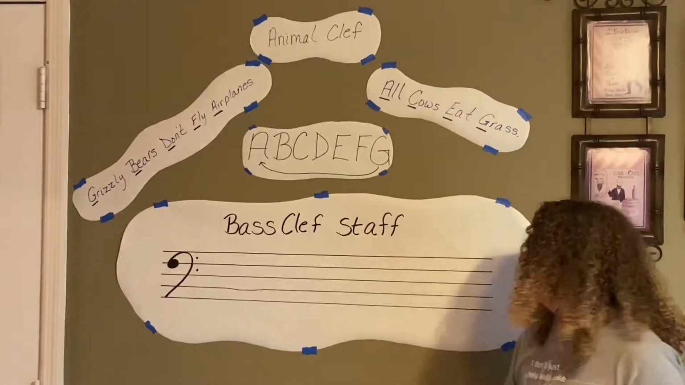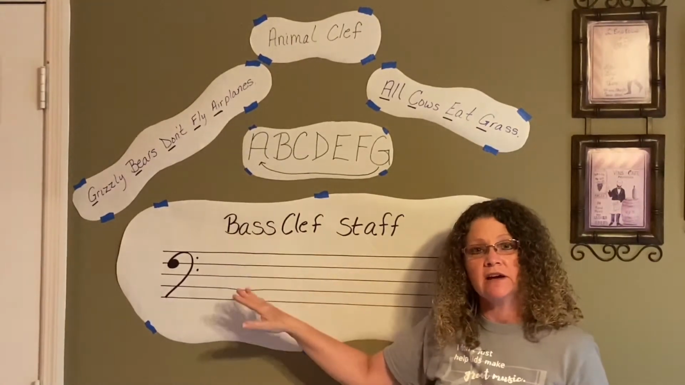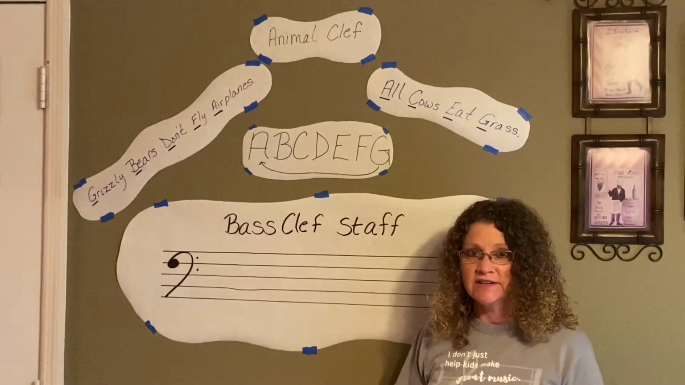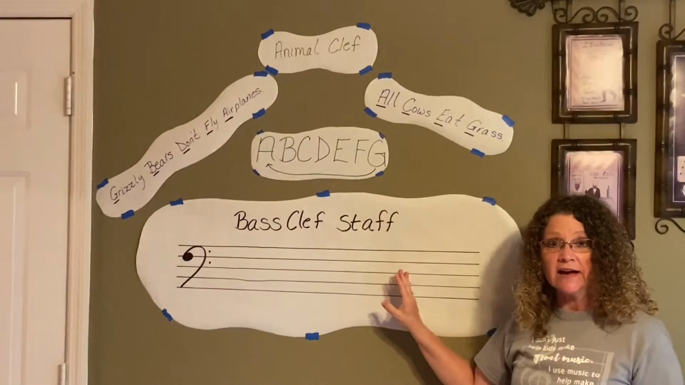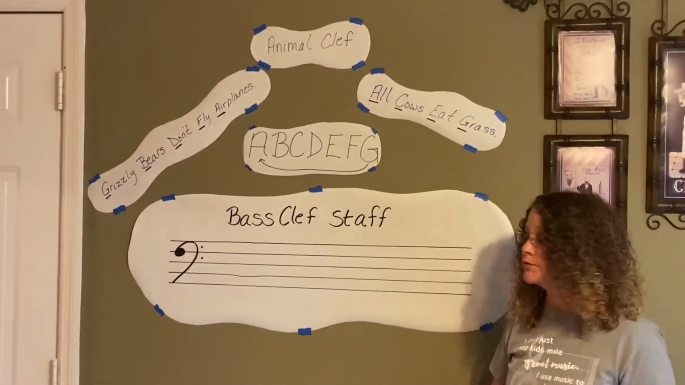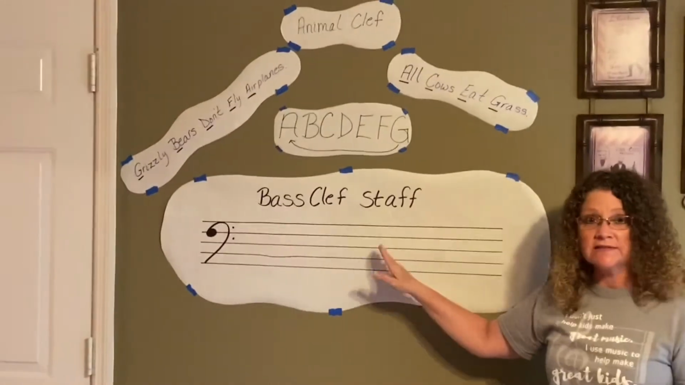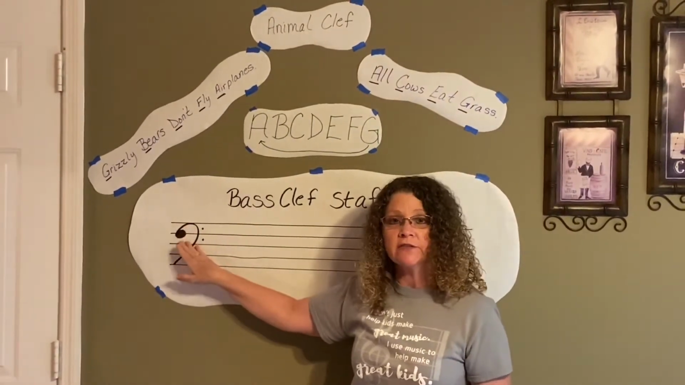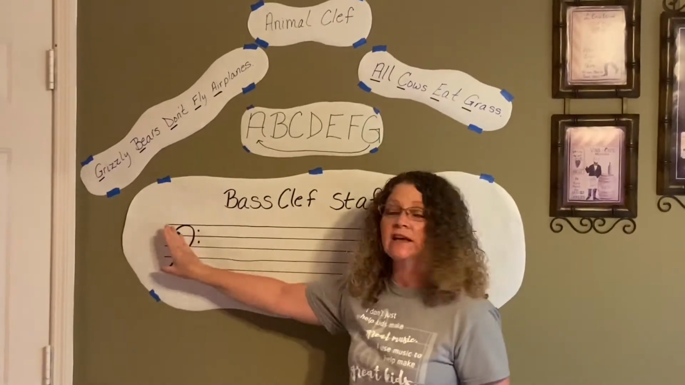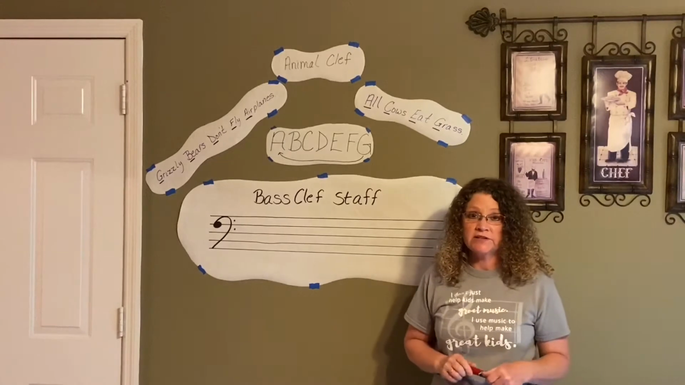In music, the word bass means low, and the bass clef takes care of our low pitches. The bass clef is on a musical staff. And remember, our musical staff is made up of 5 lines and 4 spaces. This is our bass clef, and when we put that on the staff, that makes this a bass clef staff, and it takes care of the low pitches.